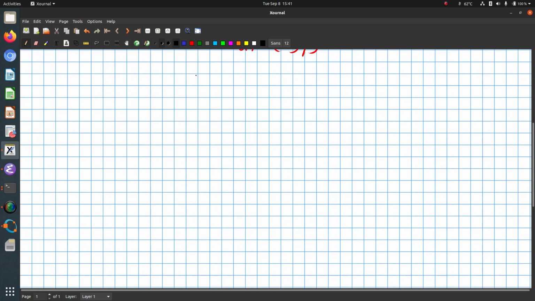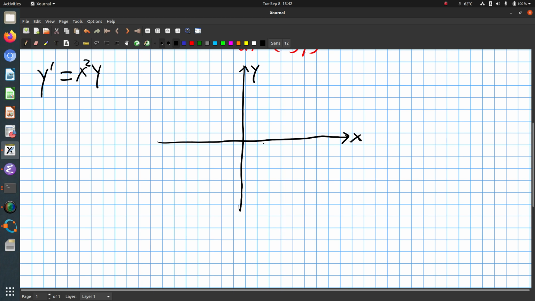So let's do one. Let's look at this one here, where I have x squared times y. So y prime is equal to x squared times y. So how do you draw that? How do you draw the slope field? Well, what you do is you start picking some points.